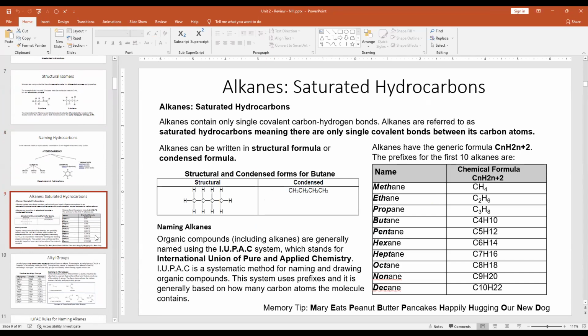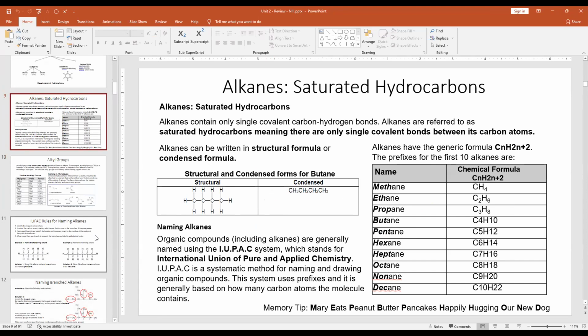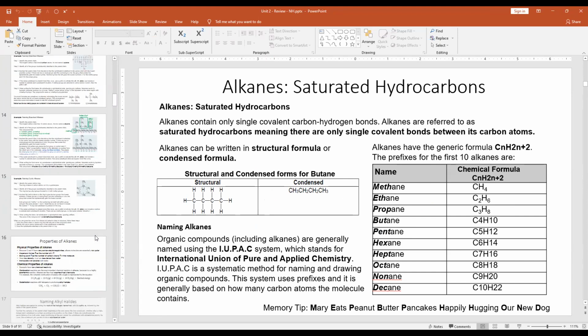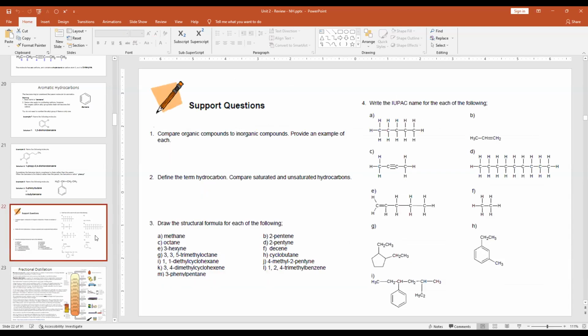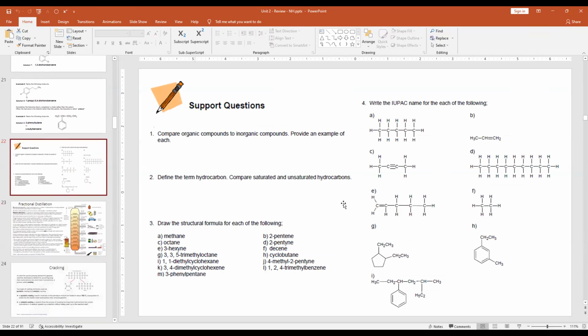Has anybody been working on the practice questions? And by practice questions, I mean the support questions like this one. Has anybody been trying these? I think I've done some, but I don't have them right now. Okay. I really advise you guys to be practicing with these. And if you think you don't know how to do some of them, these review sessions are a good time to take up those kinds of questions.